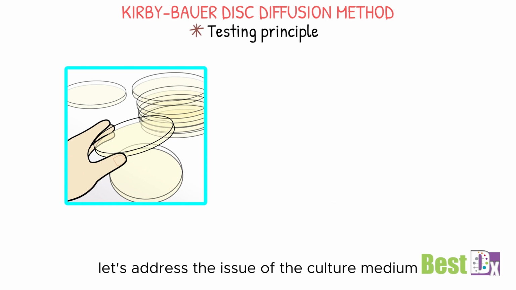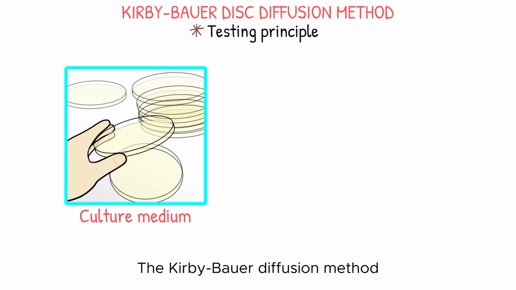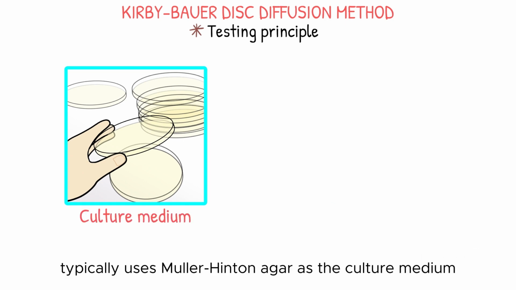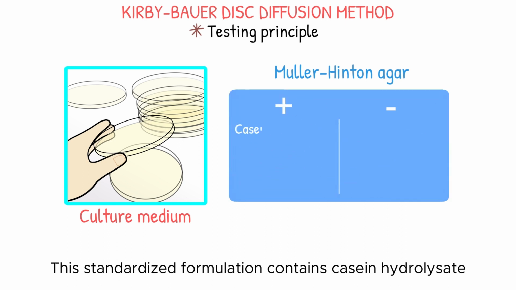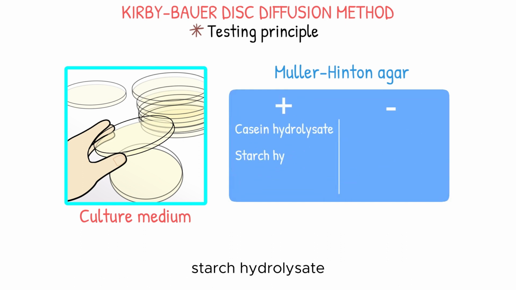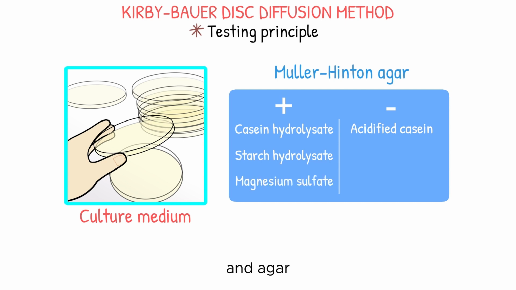First, let's address the issue of the culture medium. The Kirby-Bauer diffusion method typically uses Mueller-Hinton agar as the culture medium. This standardized formulation contains casein hydrolysate, starch hydrolysate, acidified casein, magnesium sulfate, and agar. It provides nutrients for bacterial growth, regulates pH, and inhibits excessive bacterial growth. Its reproducibility ensures the accuracy of experimental results.